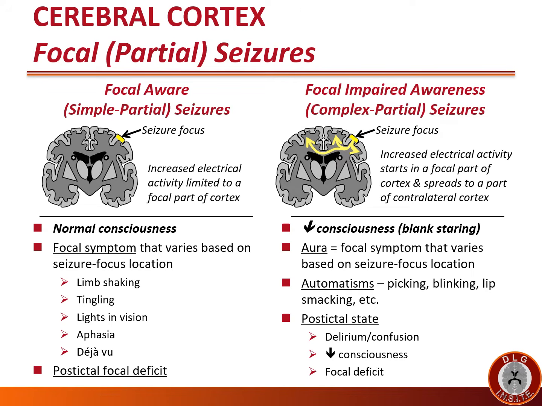And these patients often have automatisms, which are automatic movements such as picking, blinking, or lip smacking that are non-purposeful. And they will have a postictal state like the simple partial seizures, but their postictal state is often associated with consciousness changes, delirium or confusion, and decreased consciousness, as well as a focal deficit.